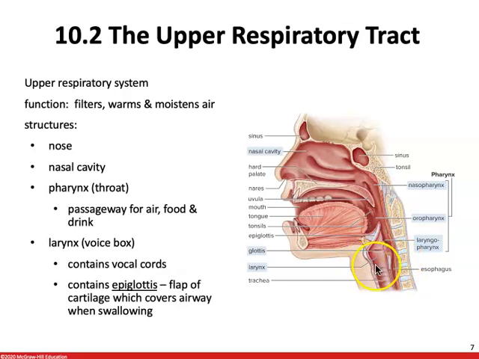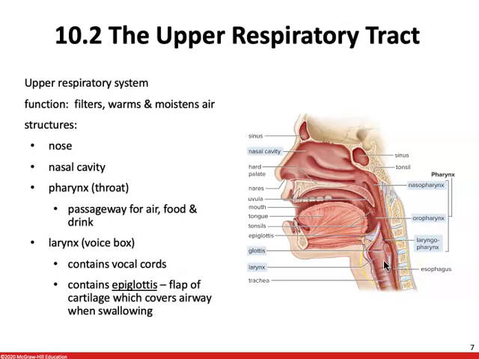Now, the larynx is going to be this portion right down here. It's a cartilaginous structure between the pharynx and the trachea. This is where you might see the Adam's apple, which is the laryngeal prominence. It's going to be located right here at the front of the neck. Down inside of the larynx, this is also referred to as the voice box.